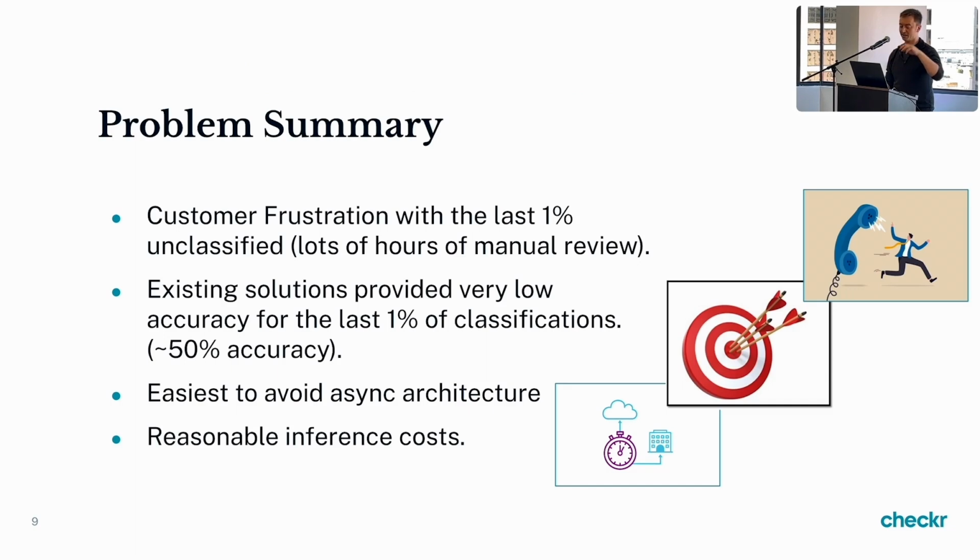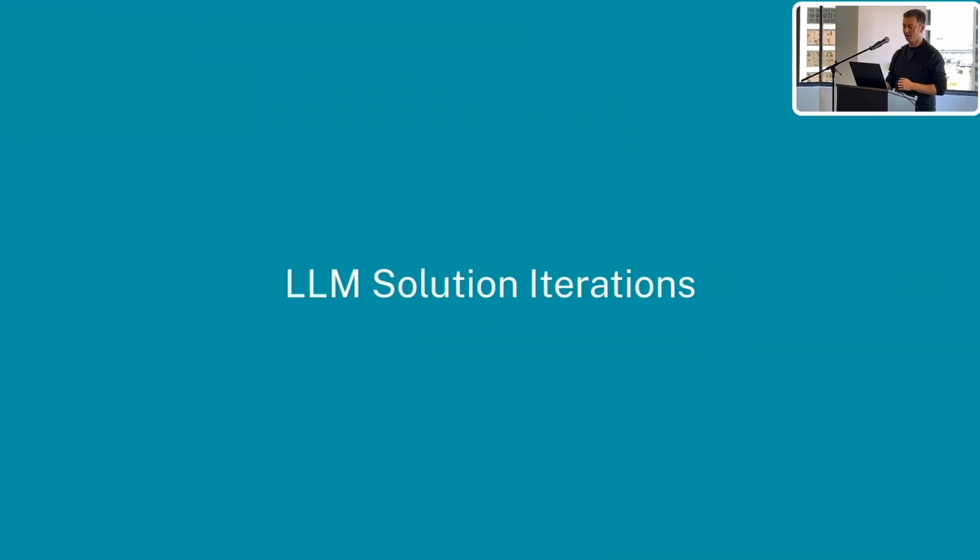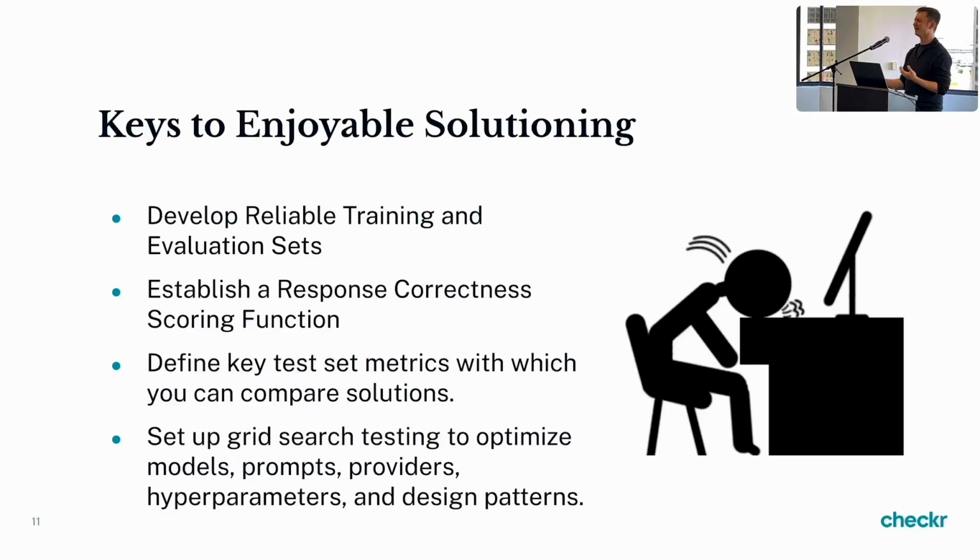We want to be more accurate. We want to avoid async architecture, and we want reasonable inference costs. So now I'm going to talk about some solution iterations pre-fine-tuning. The one thing that I learned while doing this is I banged my head against the wall a lot until I just developed the right data set.